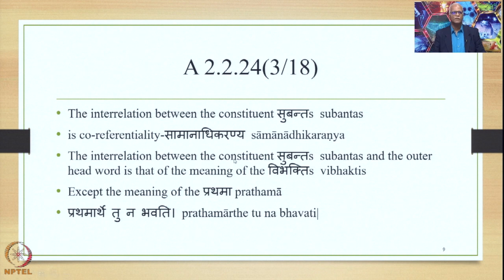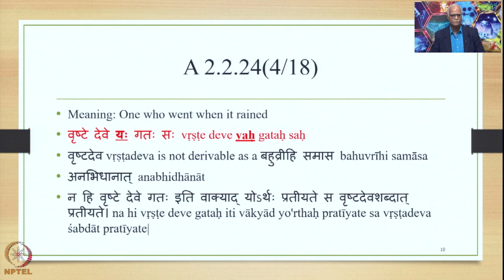We also note that the interrelation between the constituent subantas is co-referentiality, or samānadhikaraṇya, and the interrelation between the constituent subantas and the outer head word is that of the meaning of the vibhaktis, except the meaning of the prathamā. Prathamārthe tu na bhavati, that is the statement of the commentators. This is extremely important. And we have seen examples where the meaning of the various vibhaktis acts as the interrelation between the constituent subantas and the anya padārtha.